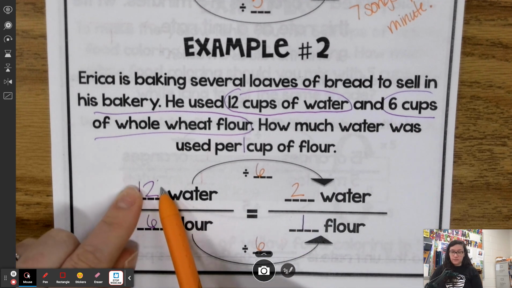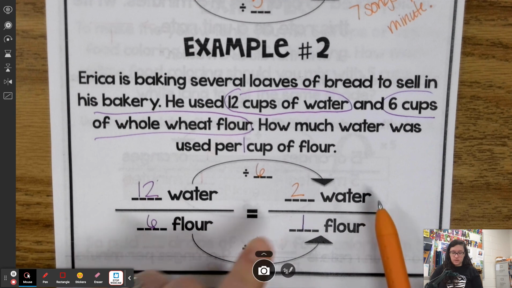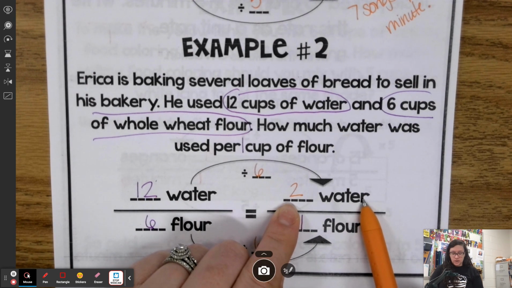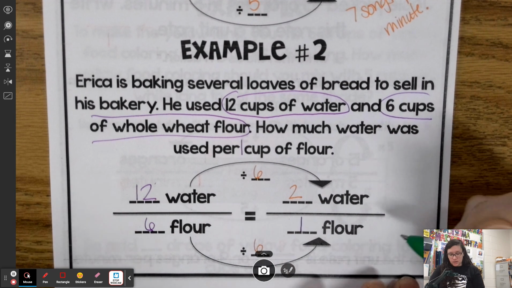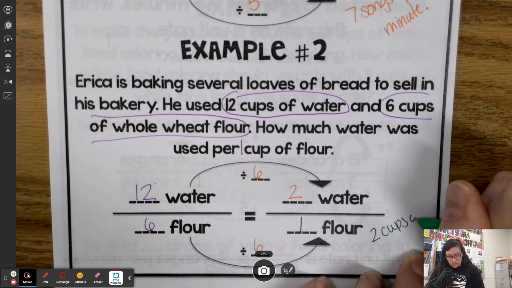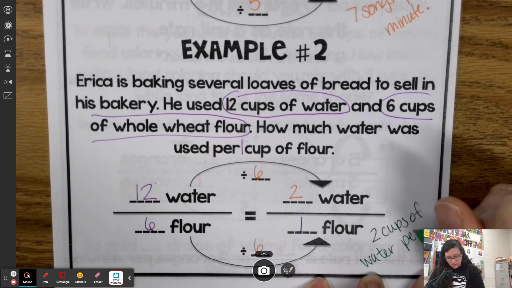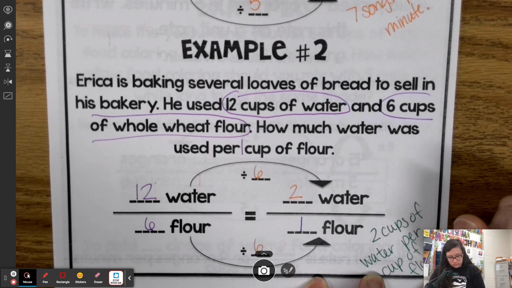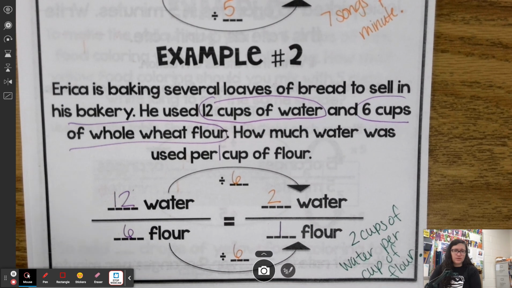So this means that for every 12 cups of water, I have 6 cups of flour. So if I have 2 cups of water, that means I need 1 cup of flour. So we will need 2 cups of water per cup of flour. Oh, there you go. I was in the way, you couldn't see it.